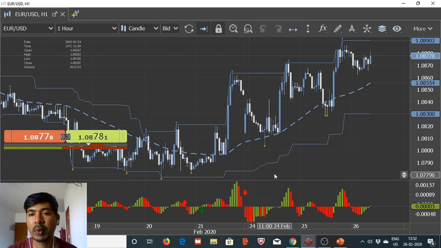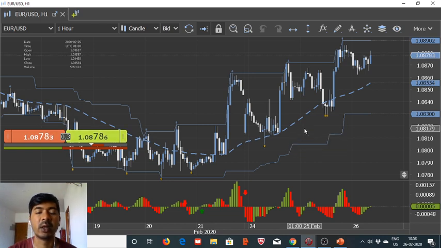And further optimization calls for adding some additional indicators just to make sure that we are taking trades at a good enough level so that we indeed get to make a decent amount of money.